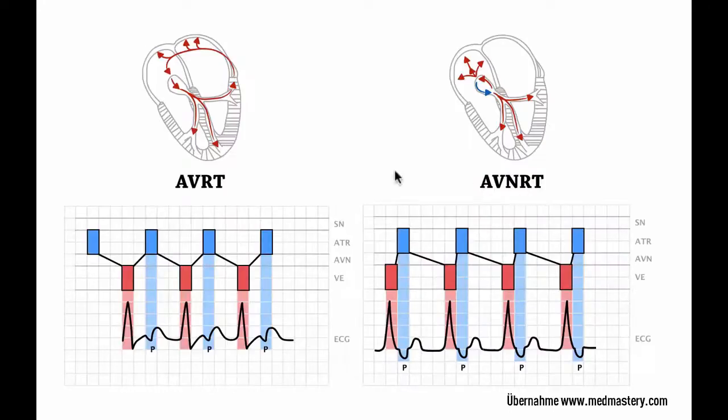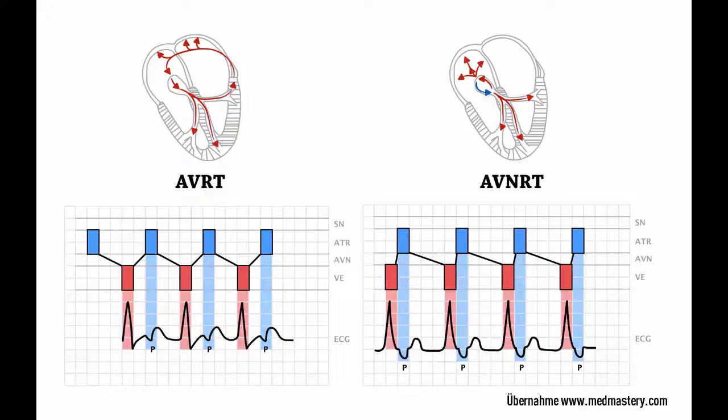Here are the two tachycardias side by side again. Here's AVRT and here's AV-nRT. As you can see up here, and as you've already learned, in AVRT the circus movement is much larger than in AV-nRT. What does that mean? Well, that means that once the impulse reached the ventricles and once the QRS complex developed, it takes longer for the impulse to reach the atria again in AVRT than in AV-nRT, right? So the distance of the P waves to the QRS complex in AV-nRT must be shorter than the distance of the P waves to the QRS complex in AVRT.